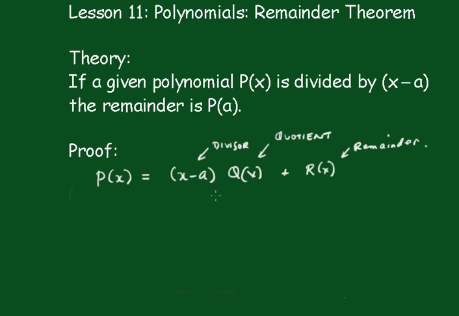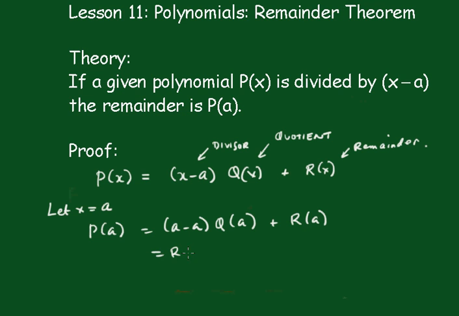Now, we'll let x equal a. And when x equals a, this becomes p(a). But when we substitute in here, we're going to get a minus a times q(a) plus r(a), because this is 0. So p(a), whatever that is, is the remainder. Okay? So the remainder is p(a).